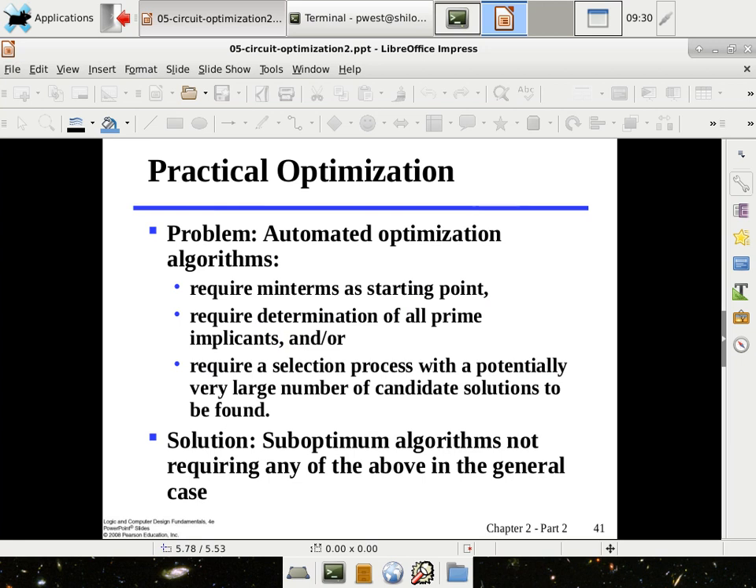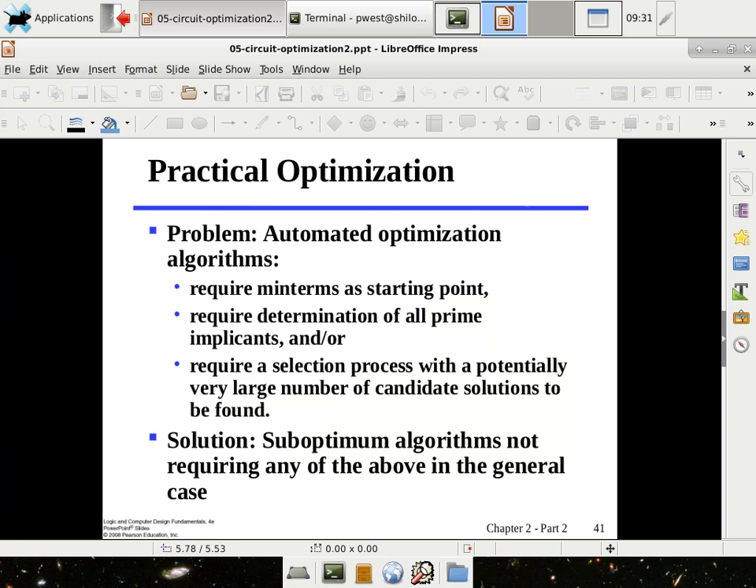Automated optimizations. You have to have your minterms as a starting point. Verilog can generate those. It requires determination of all prime implicants, or a selection process with potentially a very large number of candidate solutions to be found. Because if there are a lot of prime implicants, it's going to take a long time to select everything. You end up having a suboptimal algorithm that we generally alleviate in the third one, where we don't necessarily select all the correct prime implicants, or the most optimal prime implicants.